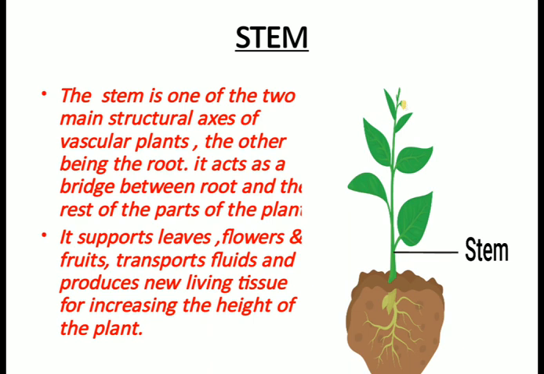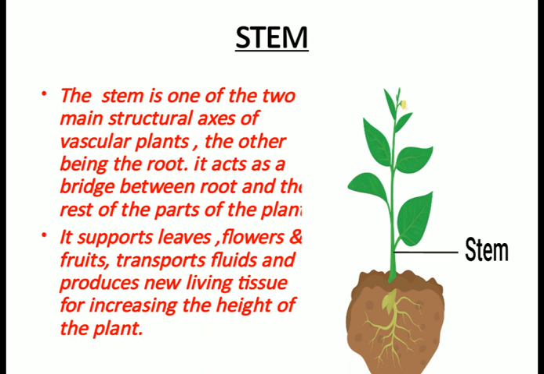It acts as a bridge between the root and the rest of the parts of the plant. As you can see, here is the root, which holds the plant to the substratum, and this is the stem, and the stem acts as a bridge between the rest of the organs, that is leaves, flowers, fruits, etc., and therefore it works as a very crucial organ of the plant. One more thing I would like to add here, that the stem along with the rest of the organs, that is leaves, fruits, flowers, seeds, is called the shoot.